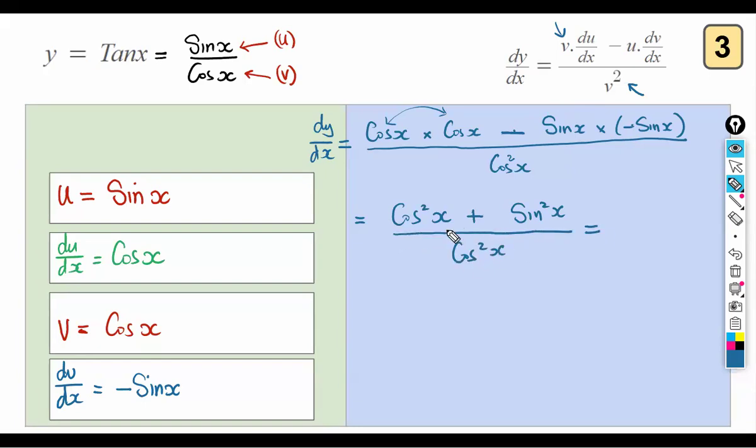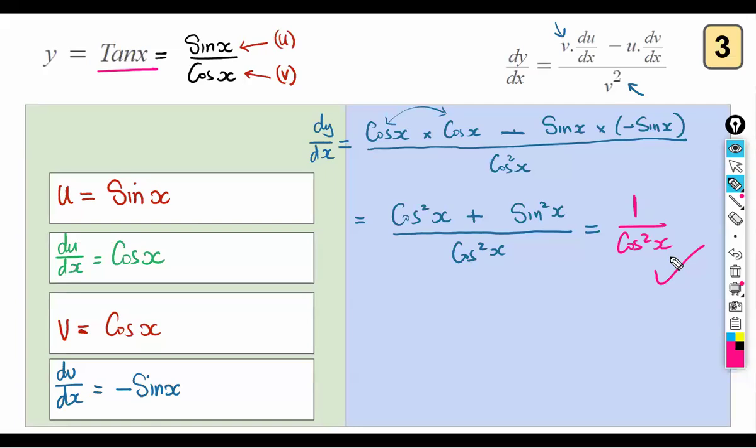Tell me something. In maths, I gave you a formula: cos squared x plus sine squared x. What can you replace that with when we were doing trigonometry? Anytime you see a cosine squared plus, not minus, plus a sine squared, great. You just get what? A 1. And that's the answer. So when you differentiate tan, you just get 1 divided by cos squared x.